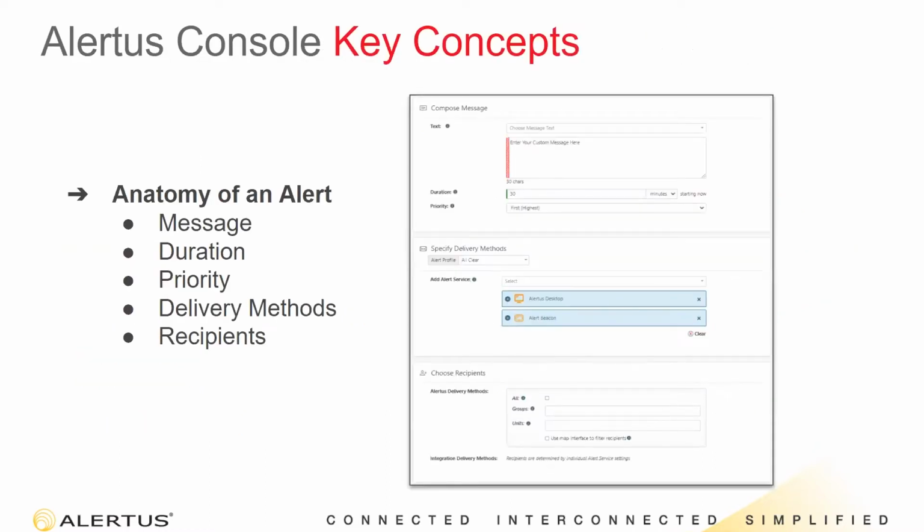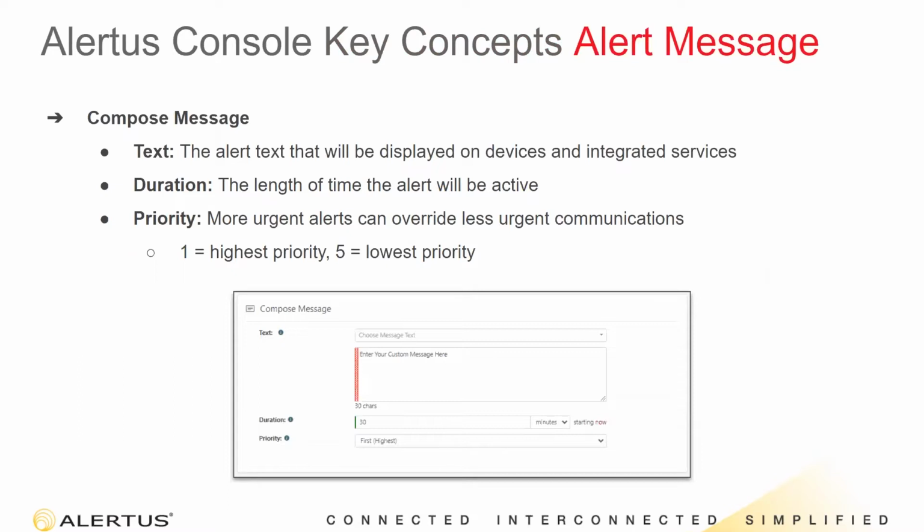So what are the elements of an alert? Do know that for all activation types, these are the pieces of information that are required: message, duration, priority, delivery methods, and recipients. For the message, it's basically the alert text that will be displayed on Alertus devices and sent to integration services. The duration and priority let you know the length of time that the alert will be active. And the priority will, depending on if it's a high priority or low priority, anything given with the highest priority will override less urgent notifications.